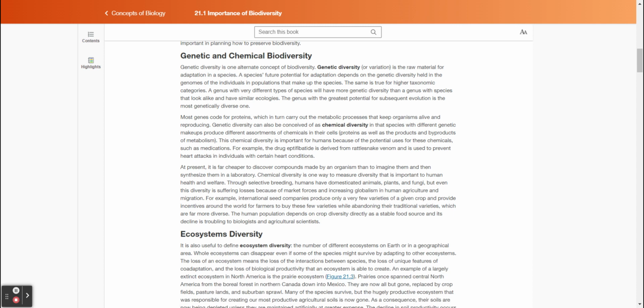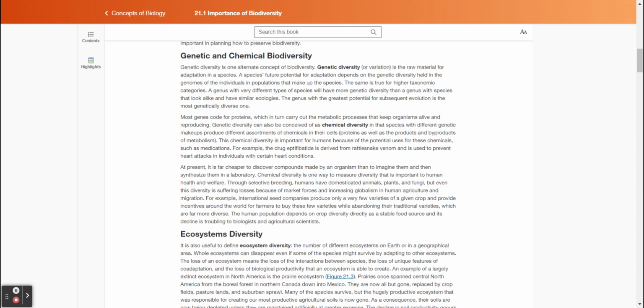Chemical diversity is one way to measure diversity that is important to human health and welfare. Through selective breeding, humans have domesticated animals, plants, and fungi, but even this diversity is suffering losses because of market forces and increasing globalism in human agriculture and migration. For example, international seed companies produce only a very few varieties of a given crop and provide incentives around the world for farmers to buy these very few varieties while abandoning their traditional varieties, which are far more diverse.